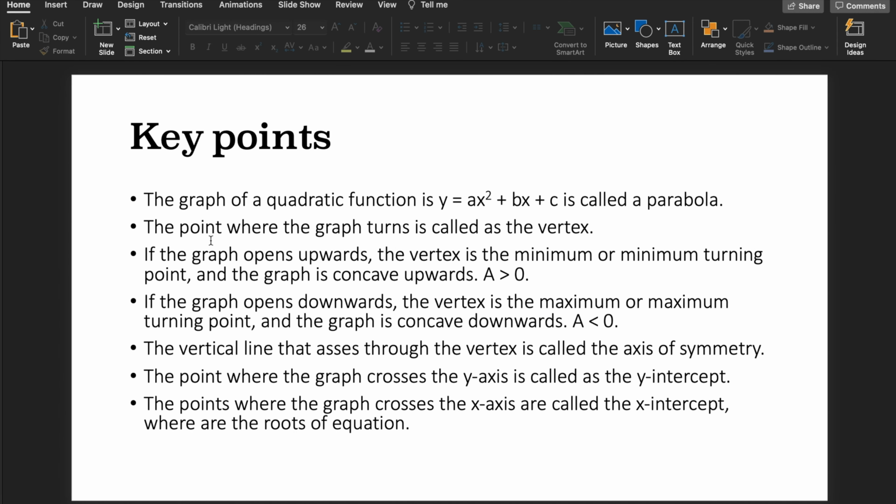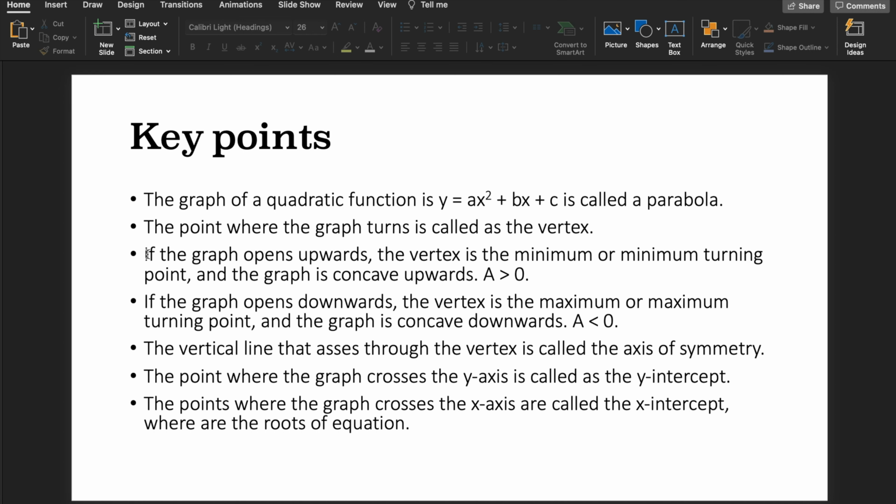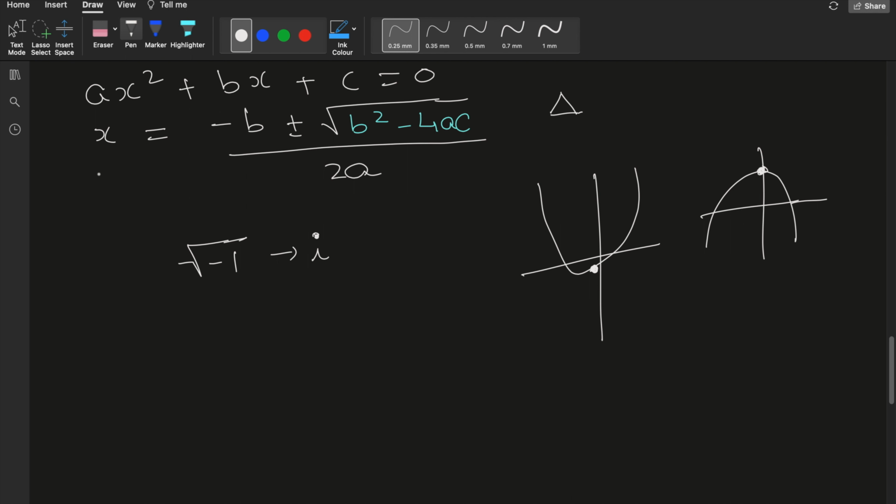The next point is the point where the graph turns is called the vertex, meaning the highest point over here and the lowest point over here is known as the vertex. So if the graph opens upwards, the vertex is the minimum turning point, and therefore the graph will be concave upwards. So if you look at this value, it determines whether the graph is concave downwards or concave upwards.